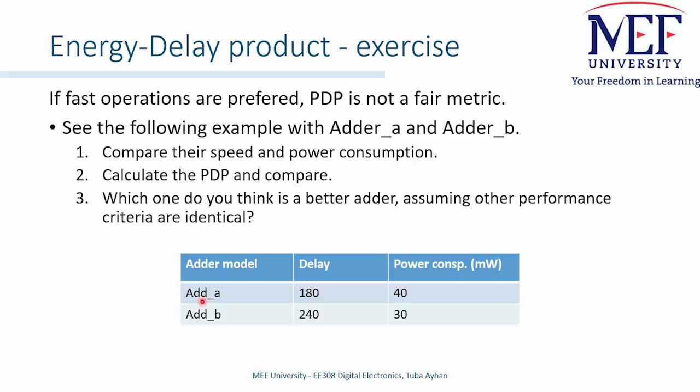Assume we have two adders, adder A and adder B. They have different speed and power consumptions as given in this table, but all their other specifications are identical. So, which adder would you prefer for your design? Or in other words, which one do you think is a better option? To find out, you should first compare their speed and power consumption, then calculate the PDP and think if this PDP is enough to compare them.